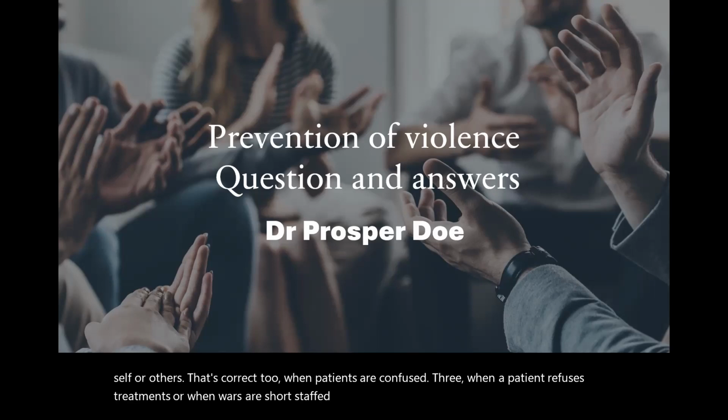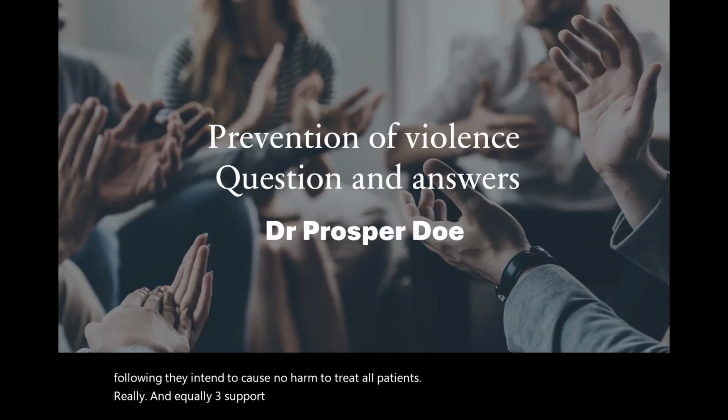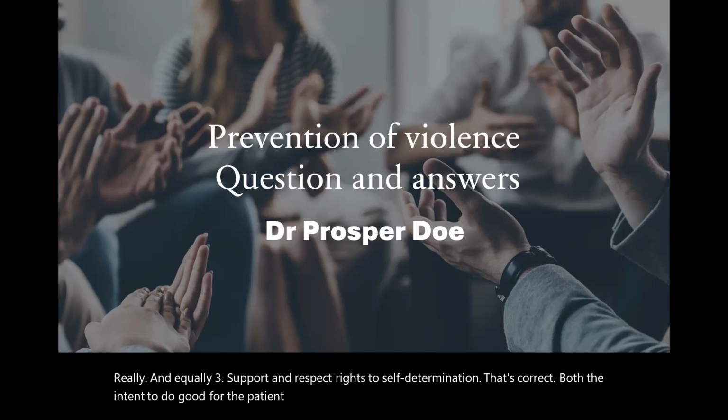Next question. 7, autonomy is defined as which of the following? 1, the intent to cause no harm. 2, to treat all patients fairly and equally. 3, support and respect rights to self-determination. That's correct. 4, the intent to do good for the patients. The correct one is to support or respect rights to self-determination.